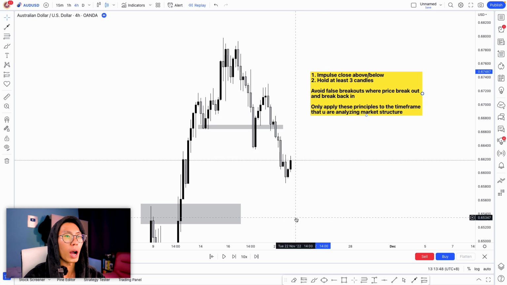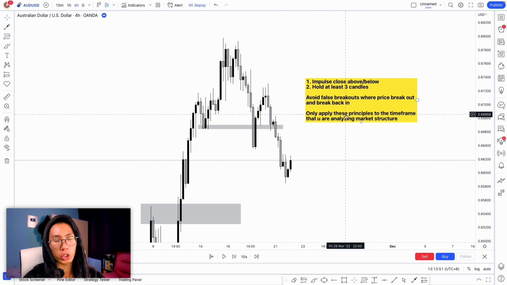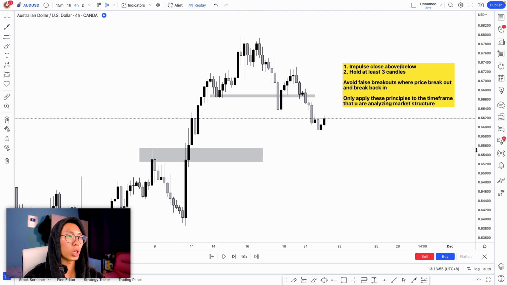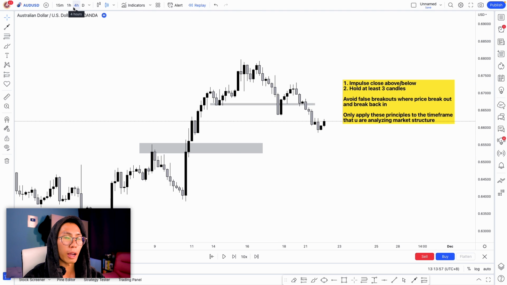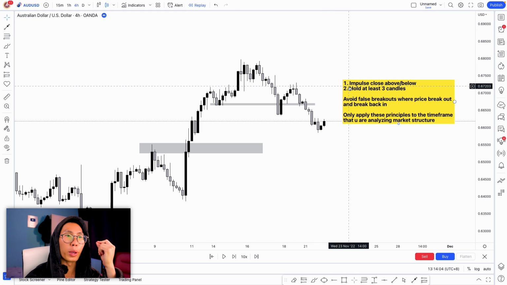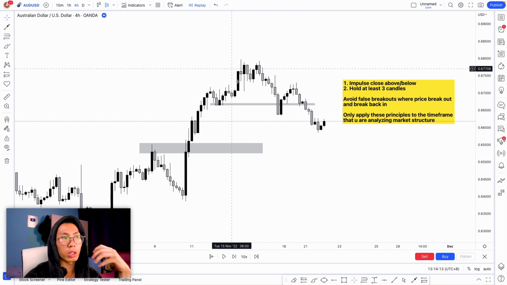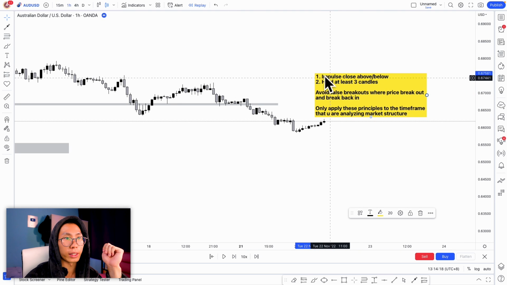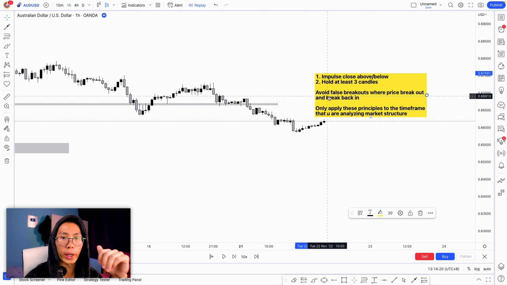Now another point that I want to add is that you should only apply these principles to the time frame that you are analyzing the market structure on. So what I mean by that is that right now we are looking at the market structure on the 4-hour time frame. So since we are analyzing the market structure on a 4-hour time frame, these two criteria will be used to determine whether it is a valid break of structure on the 4-hour time frame. That means that you cannot analyze the market structure on the 4-hour time frame, but then go to the 1-hour time frame to apply these two criteria. It does not work that way, okay?